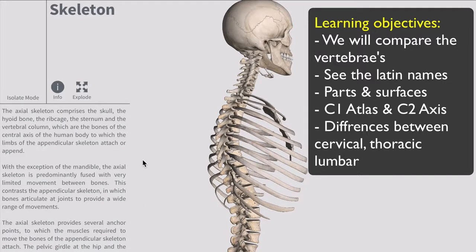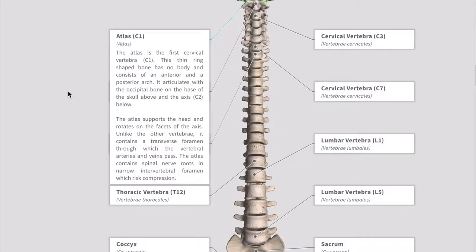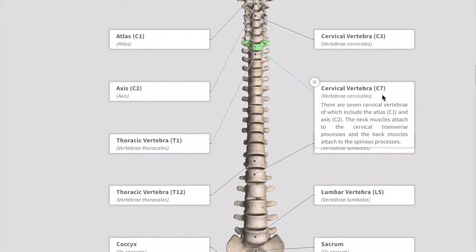On the screen now you just have the vertebral column. Now you can see the atlas. The atlas is basically the first cervical vertebra. This is a thin ring-shaped bone. It has no body or spinous process, and I will go into a bit more detail. The cervical region goes from C1 all the way down to C7, and C7 is what's highlighted now.